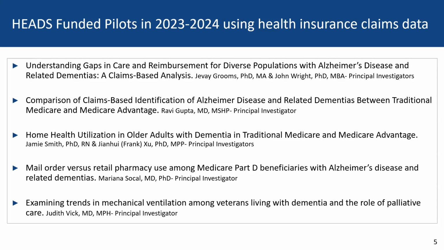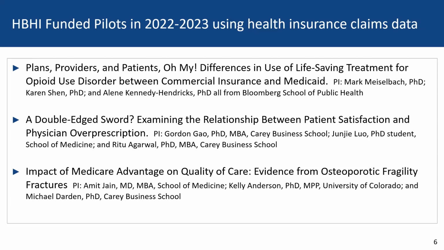So it's a huge role for expansion going forward and leveraging our assets directly now that the lights are turned on. Next slide, please. So HBHI has funded 3 claims-related projects in the past year. Plans, Providers, and Patients, Oh My, the difference in use of life-saving treatment for opioid use disorder between commercial insurance and Medicaid. So this is leveraging state-level discharge data that are all payer claims, include Medicaid and commercial insurance as well.